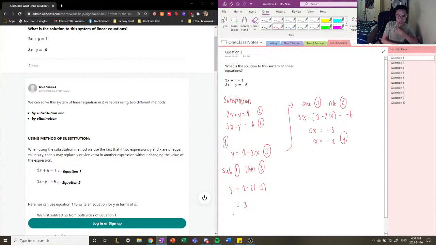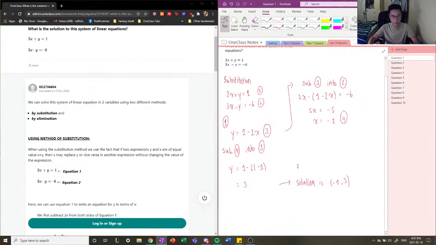So therefore, the solution is negative 1 and 3. Okay? So that is the first technique that we are using, substitution. And basically, this is the computational method of finding the point of intersection between these two line equations. Okay, so now let's talk about elimination.